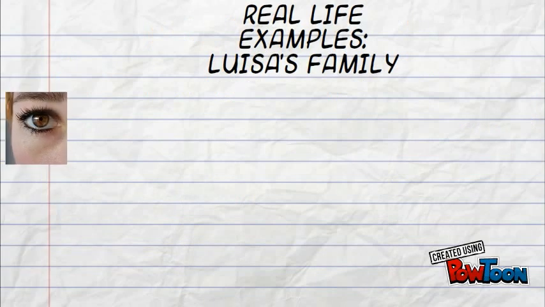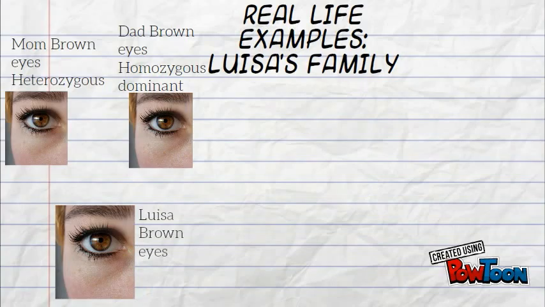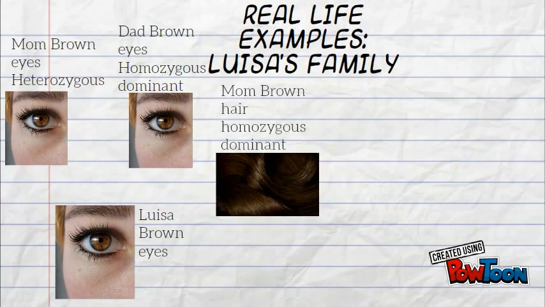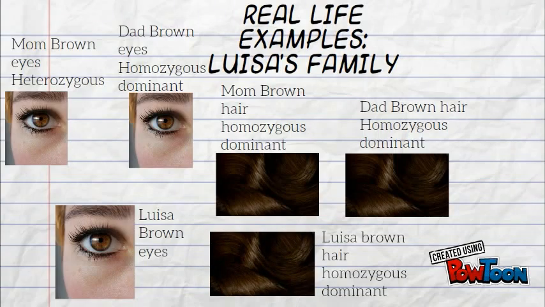Real-life examples: Luisa's family. Mom, brown eyes, heterozygous. Dad, brown eyes, homozygous dominant. Luisa, brown eyes. Mom, brown hair, homozygous dominant. Dad, brown hair, homozygous dominant. Luisa, brown hair, homozygous dominant.